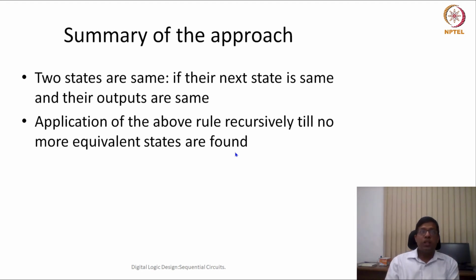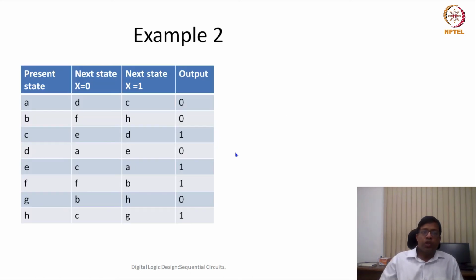So this looks like a simplistic method, and we can find equivalent states and we can reduce our state machines, and it doesn't take too much time also. So let's try to apply that on some other example. So this is another example. Now let us try to see if we can reduce any of the states.